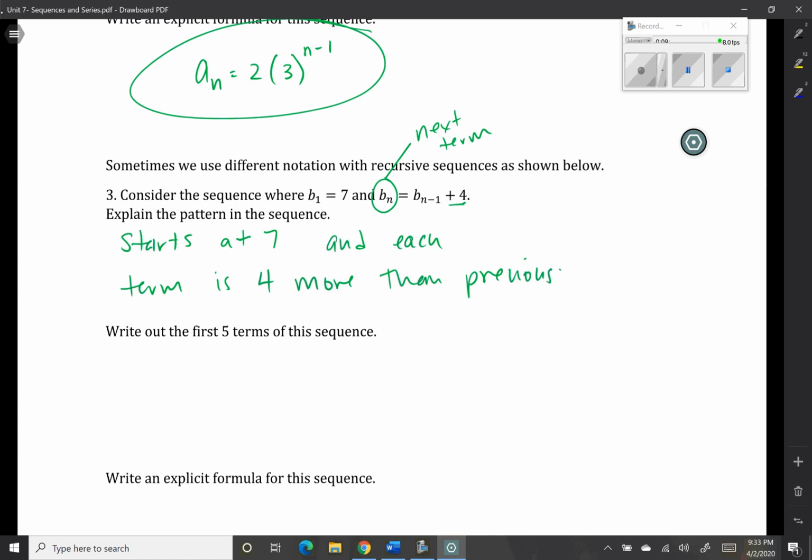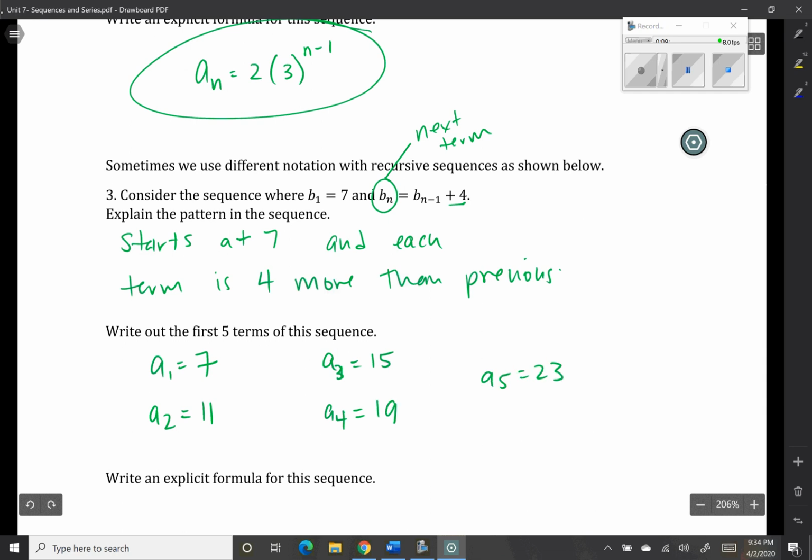So if we want to find the first 5 terms of the sequence, we already know the first term is 7. To get from one term to the next, we're just going to add 4, so we'd have 11. To get to the third term, we'd add 4 again, we'd have 15. Add 4 again, we'd have 19, and then finally the 5th term would be 23.